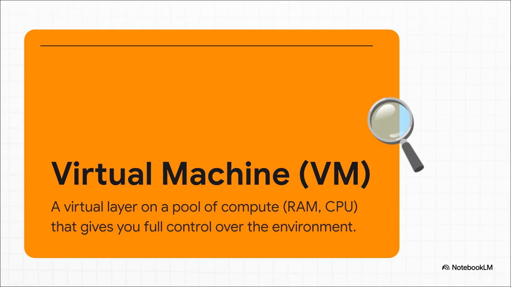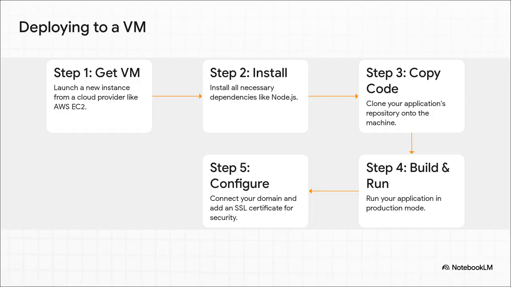But you're also the one who has to lay the foundation, build the house, and mow the lawn. You have to install the operating system, Node.js, your web server, literally everything from scratch. Now, it might sound a little scary, but if you just break it down into these 5 steps, it's totally manageable. You get your VM, you install your stuff, you copy your code over, you run it, and then you set up your domain name.